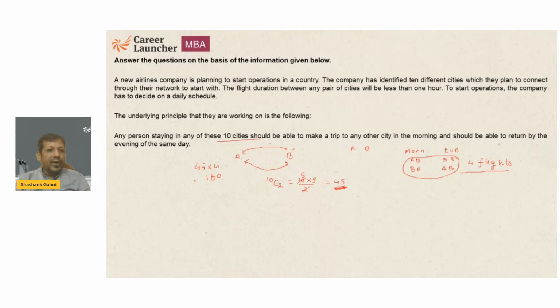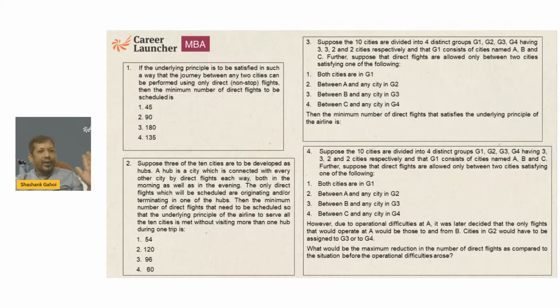So the total number of flights required to run the whole operation, so that you can go from any city to any city in the morning and come back in the evening, is going to be 180, and that's the answer to question number 1. It says if the underlying principle is to be satisfied in such a way that journey between any two cities can be performed using only direct flights, then the minimum number of flights has to be how many? That's going to be 180. That's option 3.